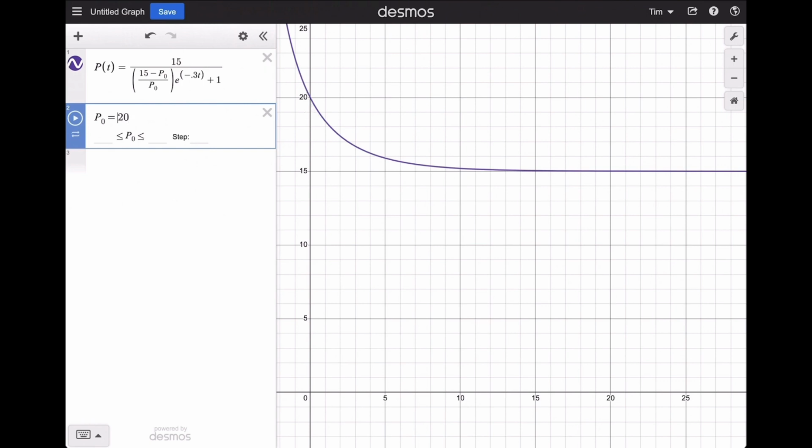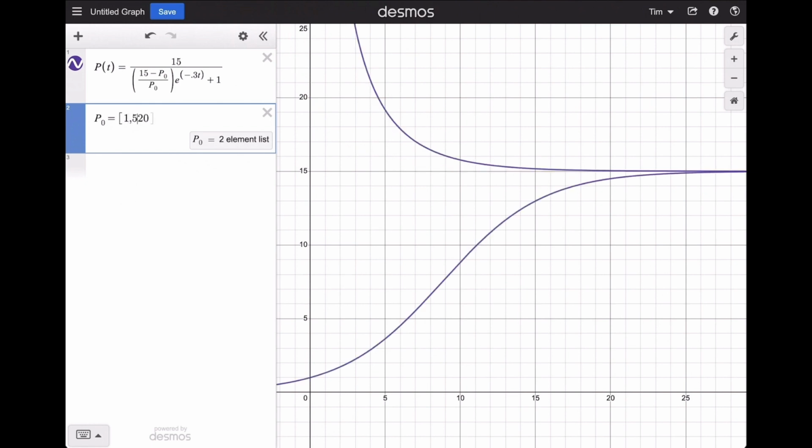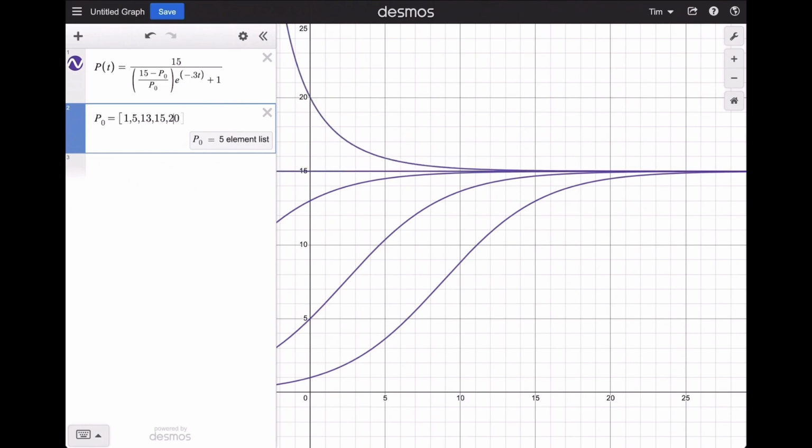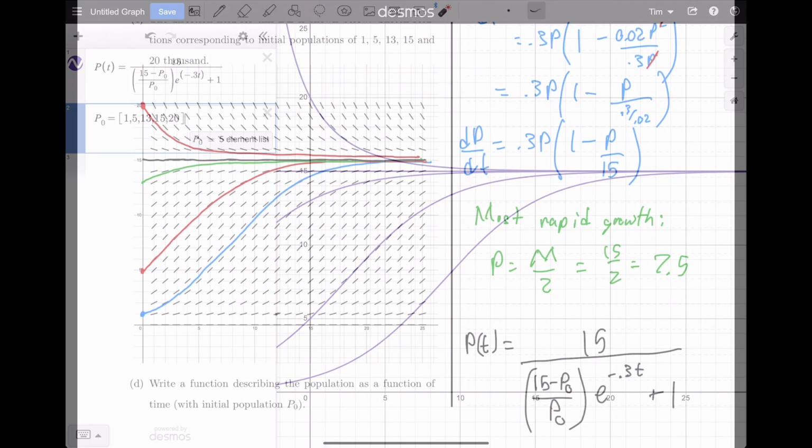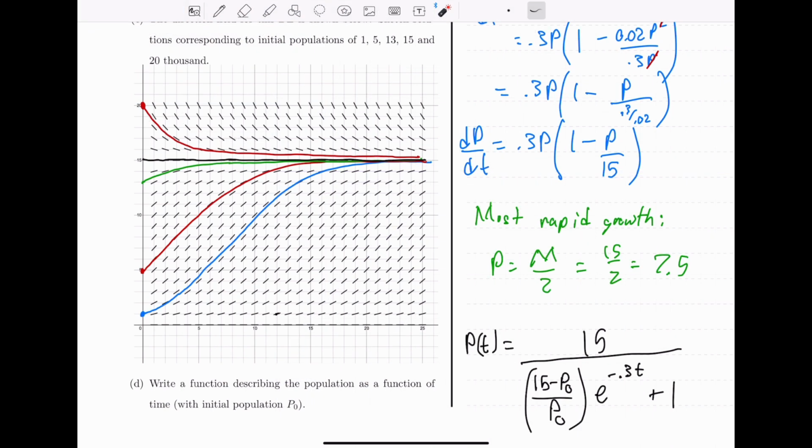We can actually plot all these at once and see them all together. So we'll do 1, 5, 13, 15, 20. And there we can see all the different population curves that we just drew by hand. Now that we've seen differential equations apply to a variety of real-life situations, I hope that you have an appreciation for how powerful differential equations are and how useful they are for modeling real-world phenomena.